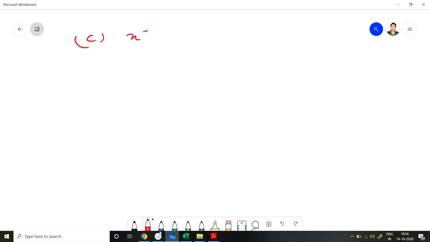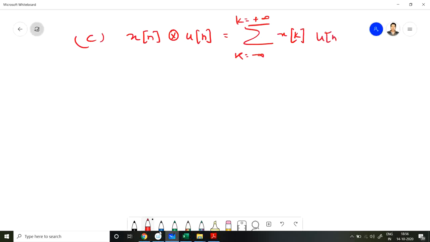So the third property is x[n] convolution with u[n] is equal to the summation from k equals minus infinity to plus infinity of x[k] u[n − k]. Just we have applied that convolution formula here. Now we can see that u[n − k] is equal to 1 when k is less than n, and it is equal to 0 when k is greater than n.